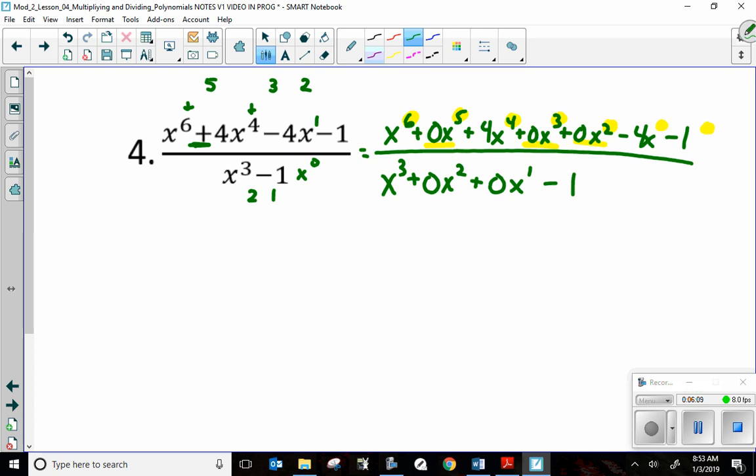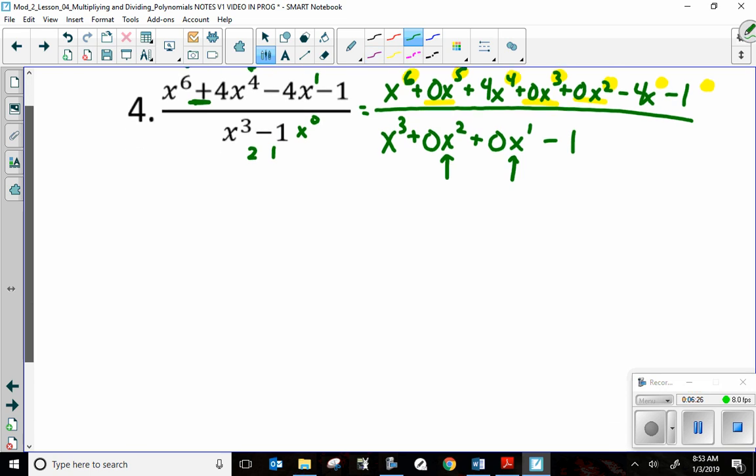Okay? My polynomial on the top, I filled in my missing power of 5, power of 3, and power of 2 with zeros. My denominator, my polynomial down there, x squared, x to the first were missing, so I filled them in with zeros. And you need that. Okay? Now here it goes.